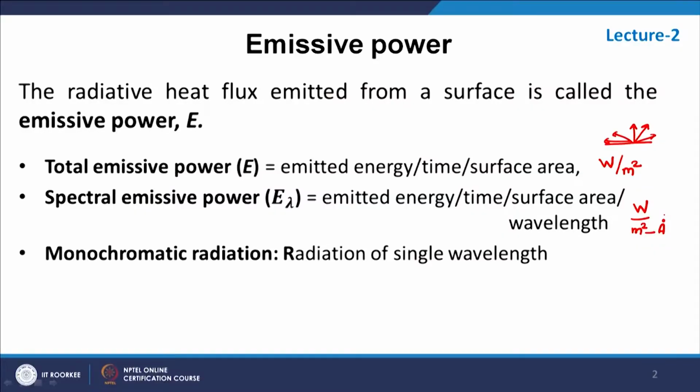Sometimes we will be using microns, sometimes we will be using angstrom, but mostly in the heat transfer community angstrom is the usual unit for wavelength. So, the total energy in a spectral wavelength lambda will be watt per meter square per angstrom. This is monochromatic radiation, we call it monochromatic radiation.